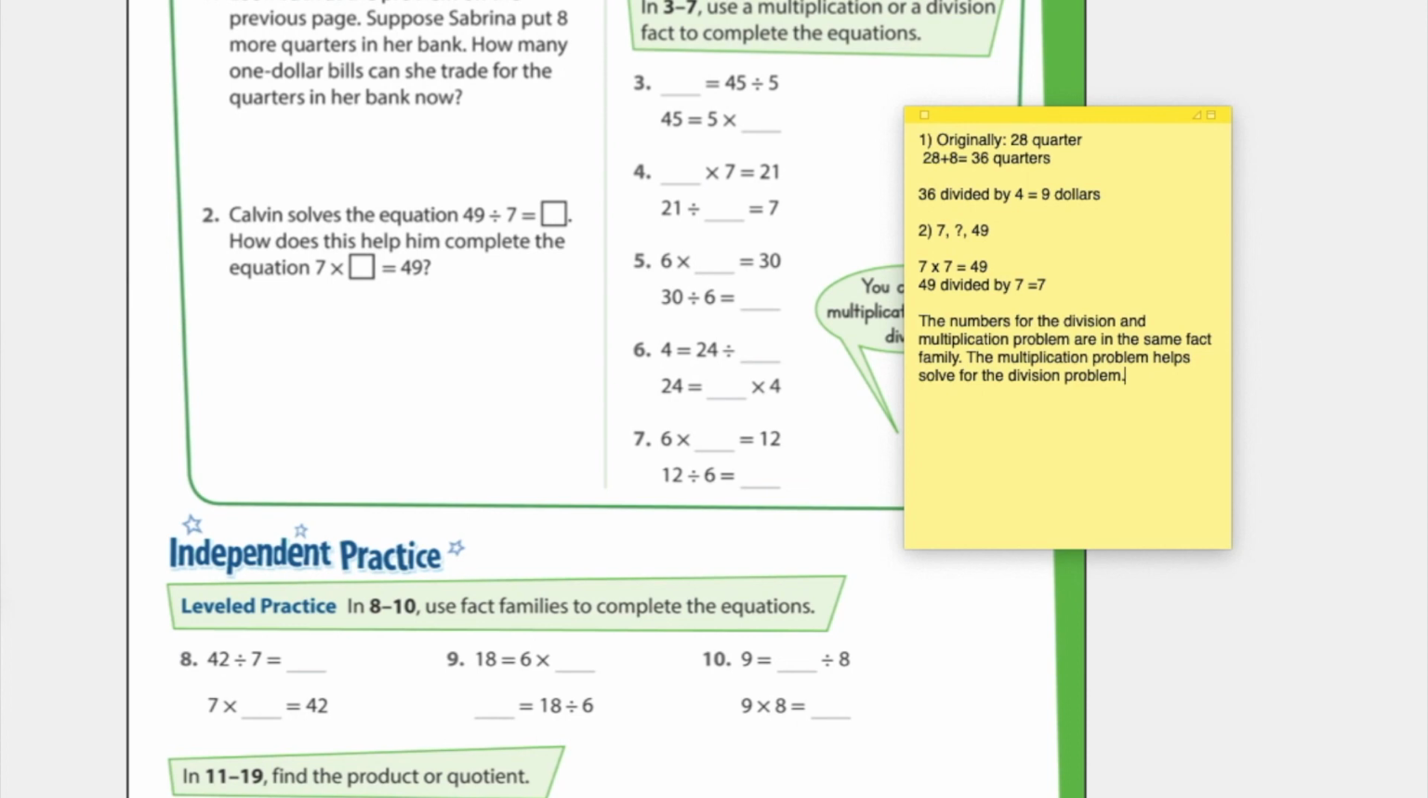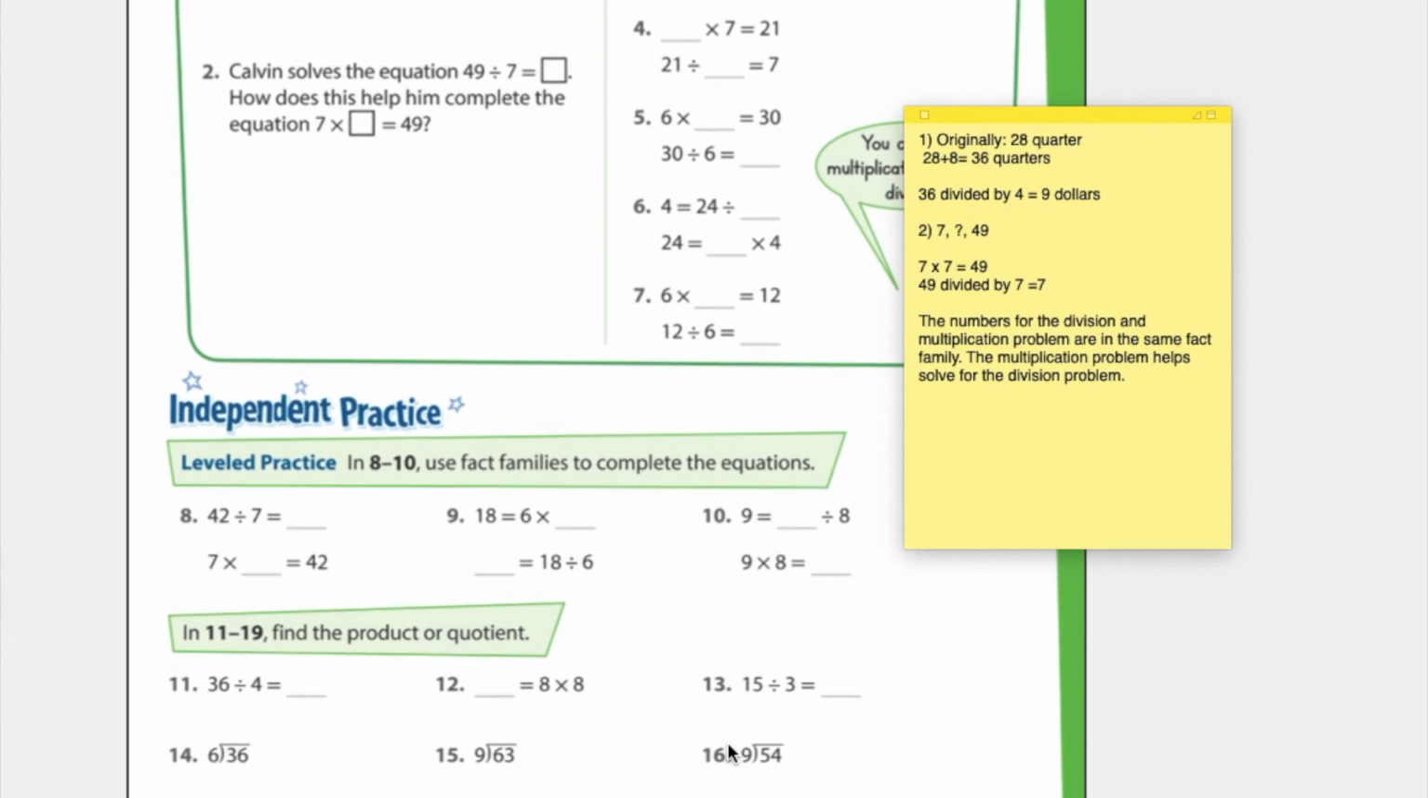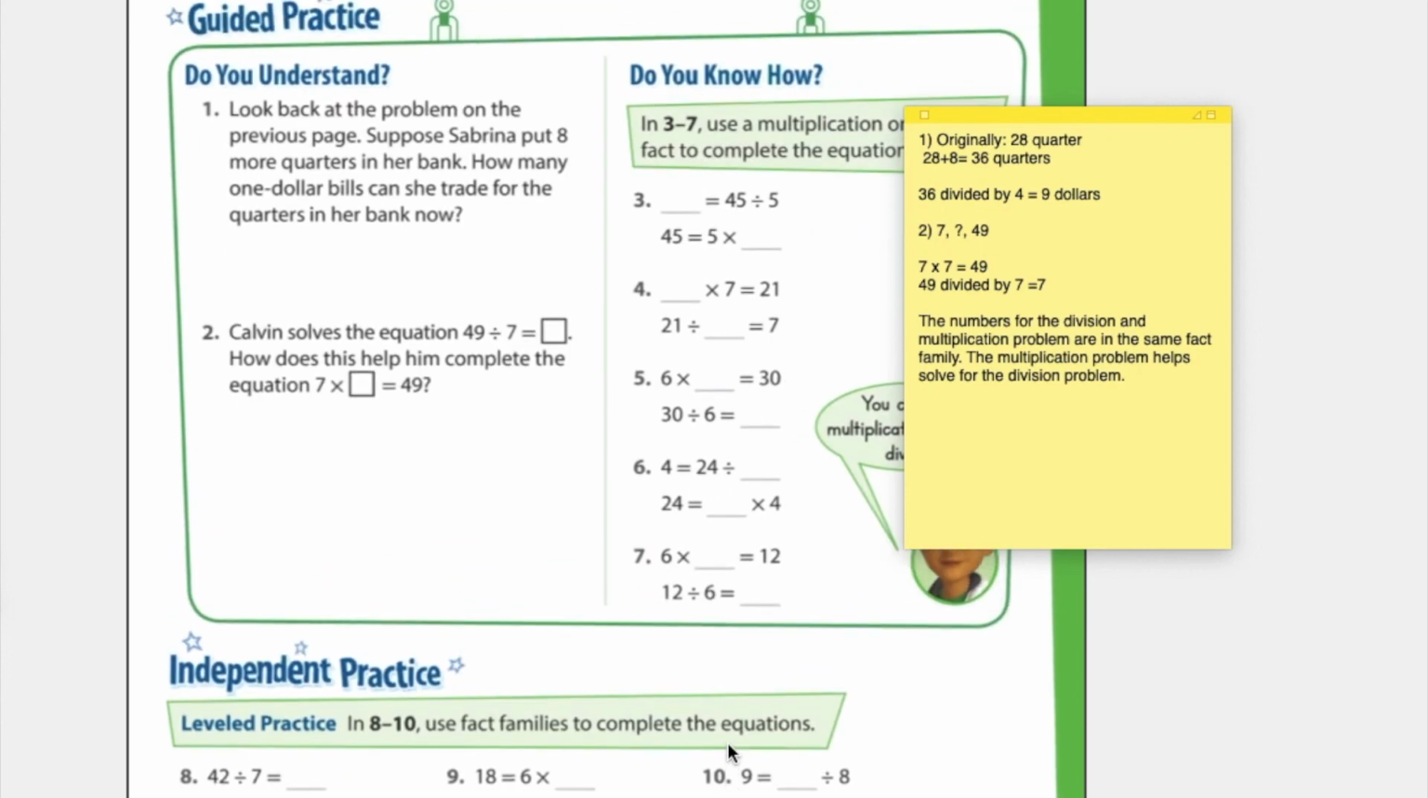Okay, so that is number 1 and 2 on your page 143. Number 3 through 19, I think you can do on your own. They are just division problems and a couple multiplication problems. So go ahead and do that, and you guys are all good to go. I'll talk to you later.